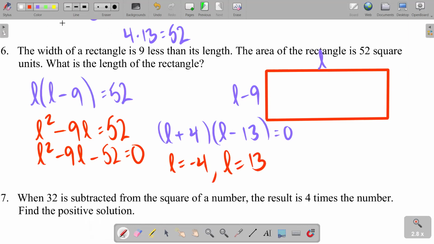And which one would we omit? Omit, get rid of the negative. So 13 is the length. So it might be like 13 feet, 13 units, 13 whatever. And then what would the width be?